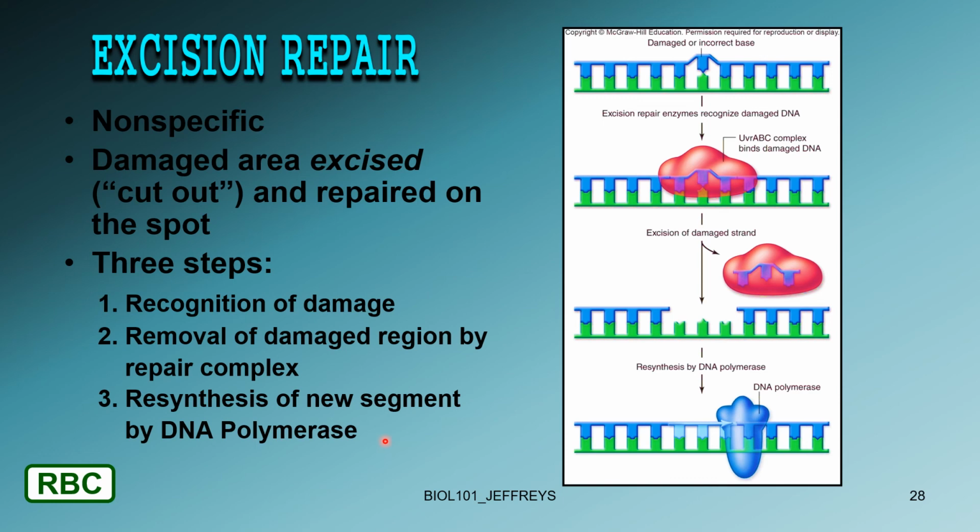This is DNA polymerase I. And it's non-specific because it doesn't matter what the damage is. If it's not right anywhere along the way, you have this enzyme going along, and anywhere it finds damage in the DNA, it stops, cuts out the damaged part, and then moves on. And then polymerase comes in and repairs that hole.